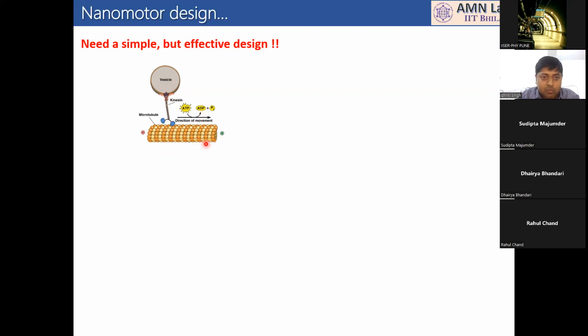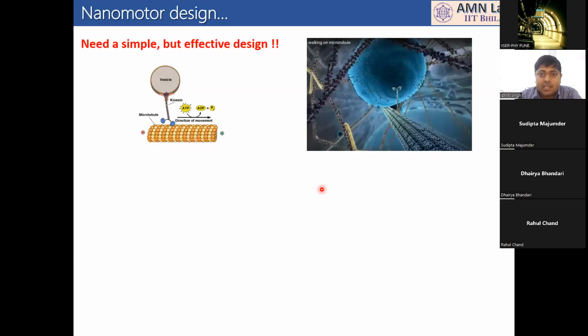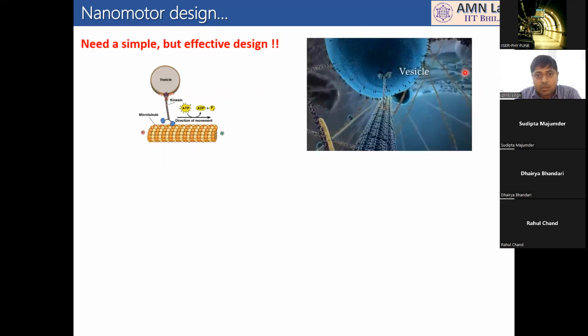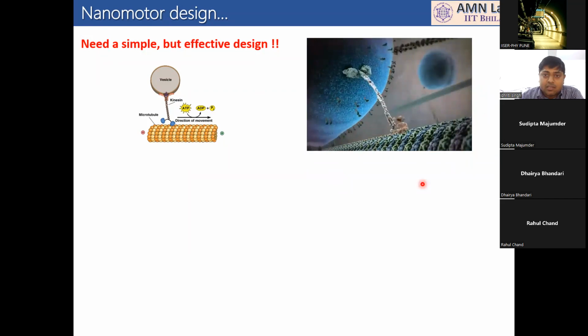This video is an artistic video made of this kinesin protein moving inside the cell. You can see they are moving. The big blue colored balloon is actually the vesicle, and this is the protein motor. It is carrying the vesicle over the shaft. So this happens every time inside our cells, while protein motors carry the vesicles within the cells.